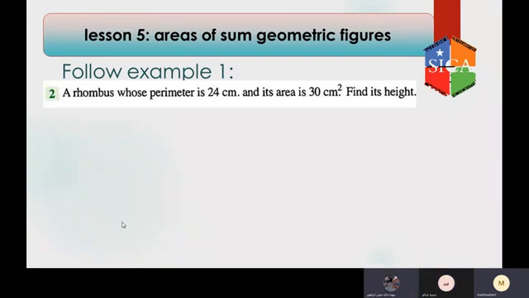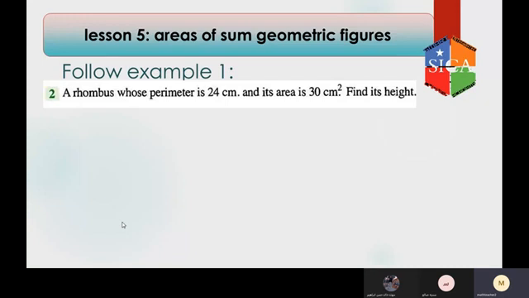24 divided by 4 will give the side length of the rhombus, because all the sides of the rhombus are equal. Then we divide 24 by 4, which equals 6 centimeters. This is the side length. Here the area is 30 square centimeters.